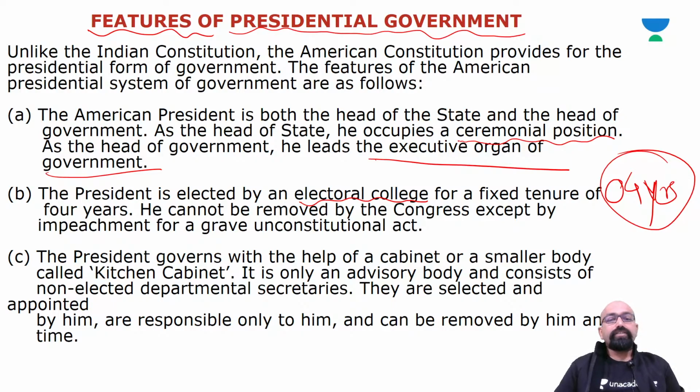Yes, the president governs with the help of a cabinet or a smaller body called kitchen cabinet. It is only an advisory body and consists of non-elected departmental secretaries. They are selected and appointed by president and are responsible only to him and can be removed by him at any time. So, in this system, president governs with the help of a cabinet or a smaller body called kitchen cabinet.